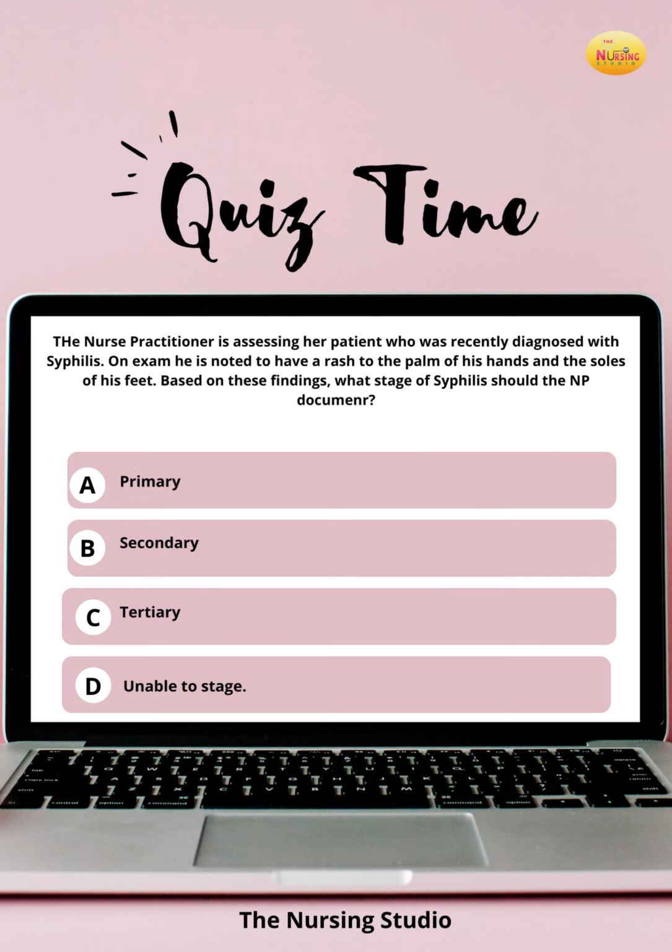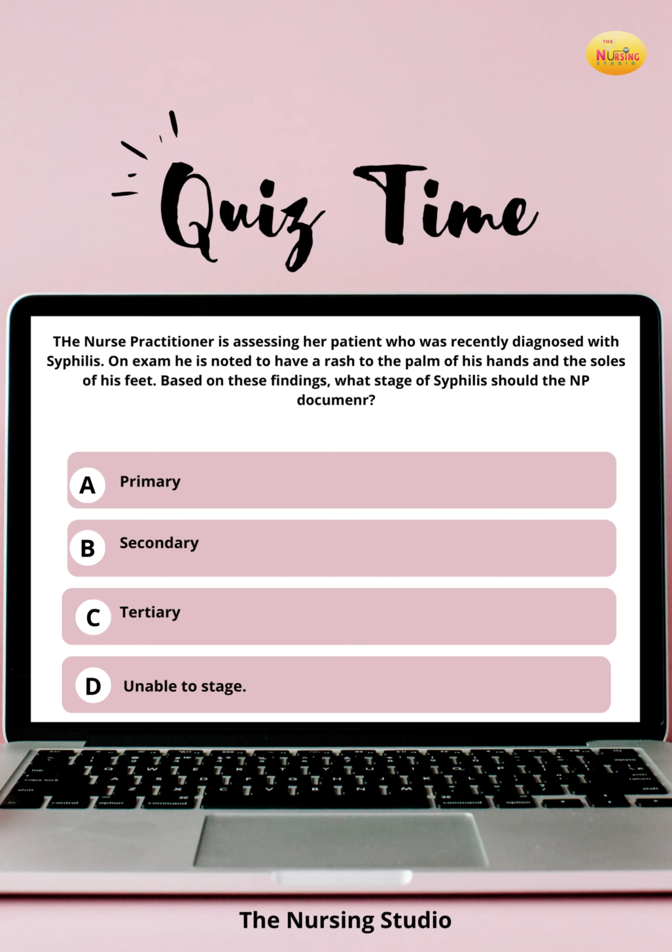All right, question number 2. The nurse practitioner is assessing her patients who were recently diagnosed with syphilis. On exam, it is noted that they have a rash to the palms of their hands and the soles of their feet. Based on these findings, what stage of syphilis should the nurse practitioner document? Is it A, primary, B, secondary, C, tertiary, or D, you're unable to stage? Take a moment and tell me what you got in the comments.